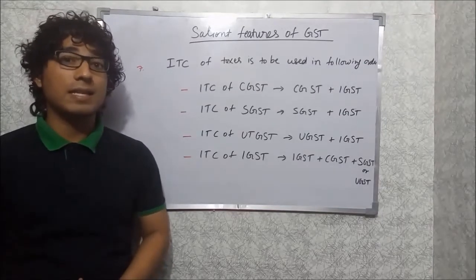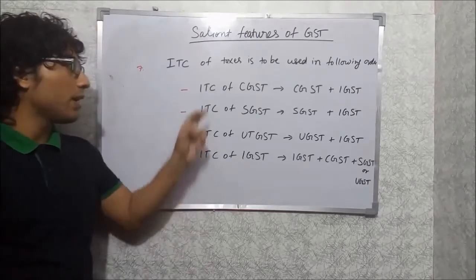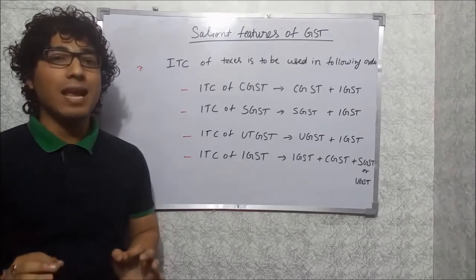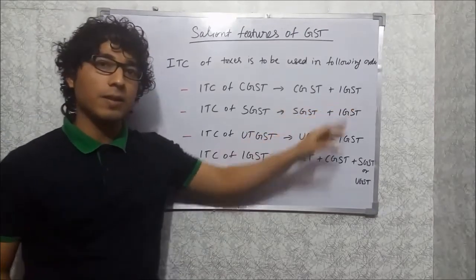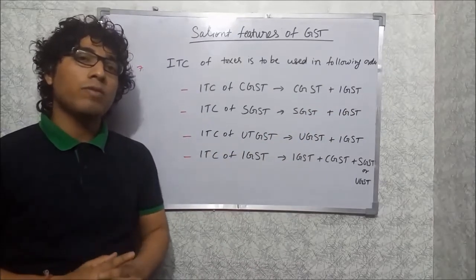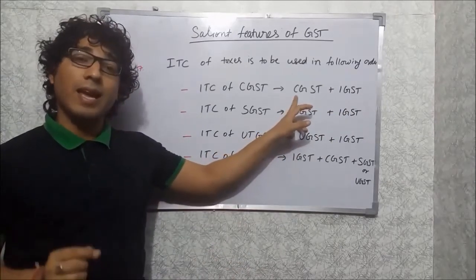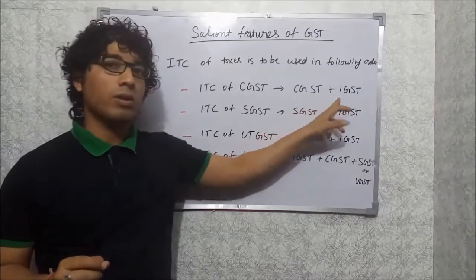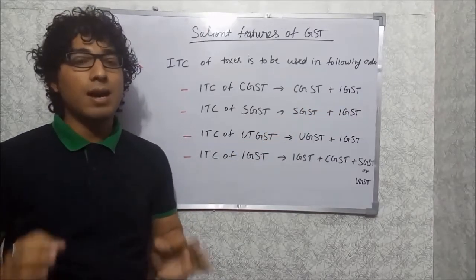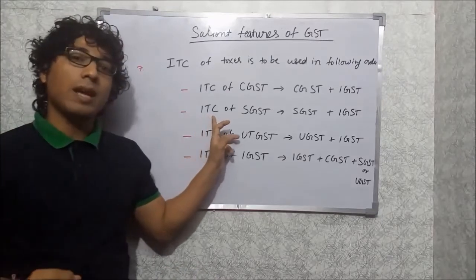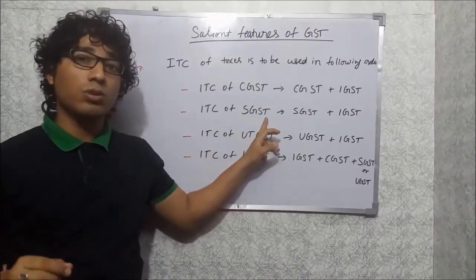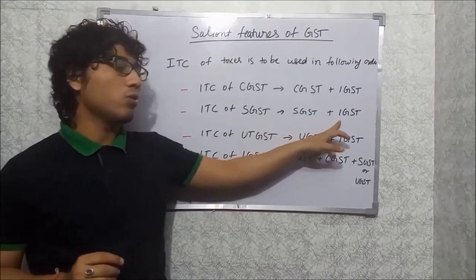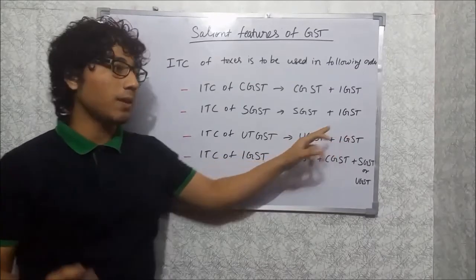Input tax credit of taxes is to be used in the following manner. The input tax credit of CGST is to be used only for discharging the liability of CGST and IGST. First you have to use that input for discharging the liability of CGST, and then if there is remaining input tax credit of CGST, only then can you use it for discharging the output tax liability of IGST. Similarly, input tax credit of SGST is first used for discharging the output tax liability of SGST, and if there is a remaining portion, then you can use it for discharging the output tax liability of IGST.